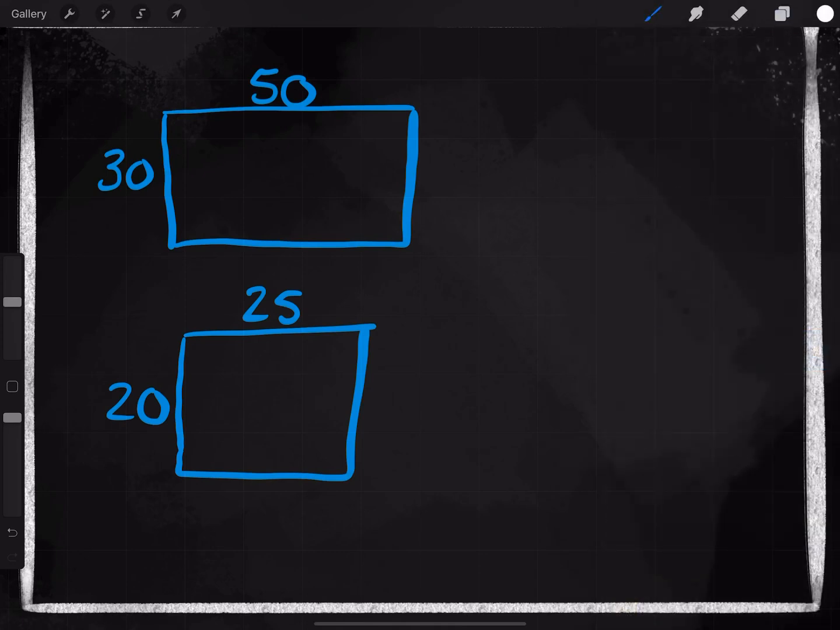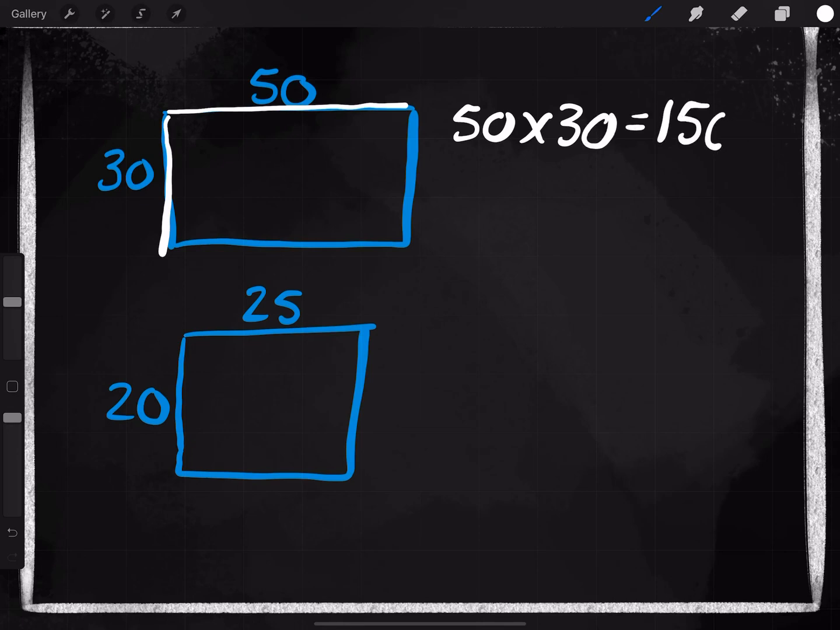Just as an example, these rectangles are not drawn to scale, so they are not supposed to match up with the boxes at all. See if you can find the area of each of these. Hopefully you paused and tried. You can again multiply 50 for this side times 30. 50 times 30, and you'd get 1,500. That would be the area.